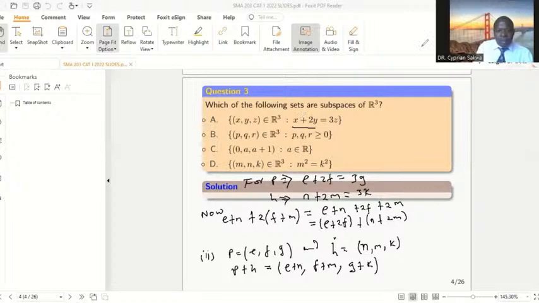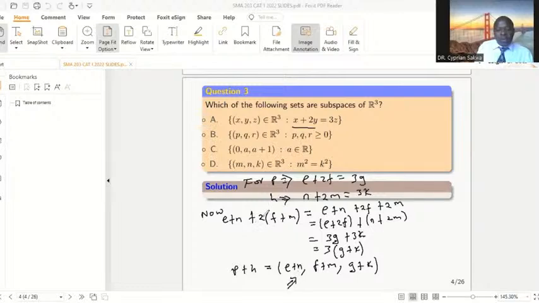Let me clear some small space here. I will see what to do here. Now, what was E plus 2F? E plus 2F is here, is 3G. What was N plus 2M? N plus 2M is here is 3K. So what is this? This is 3 multiplied by G plus K. And that's what we wanted to show. We wanted to show that the first element plus 2 times the second element will give us 3 times the third element.